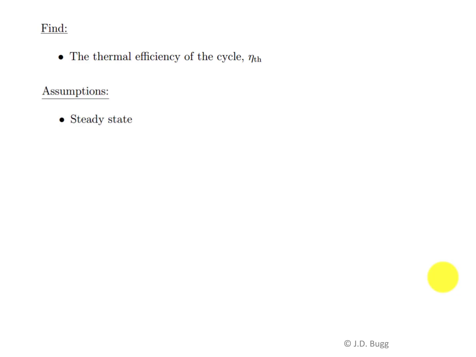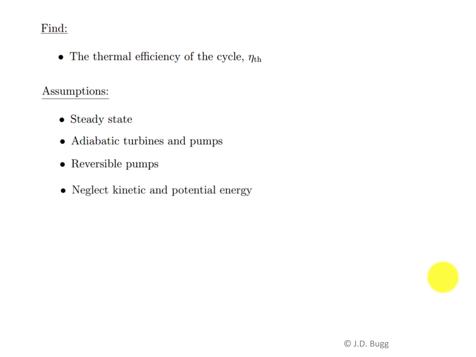The assumptions we'll be making: steady state operation, adiabatic turbines and pumps, so no heat transfer with the surroundings in the turbines and pumps, reversible pumps, so we just reviewed that the isentropic efficiency of the pumps is 100%, so we are assuming they're reversible. The kinetic and potential energy are being neglected. And finally, constant pressure in the heat exchangers. So the condenser, the steam generator, and the open feedwater heater are all constant pressure devices.